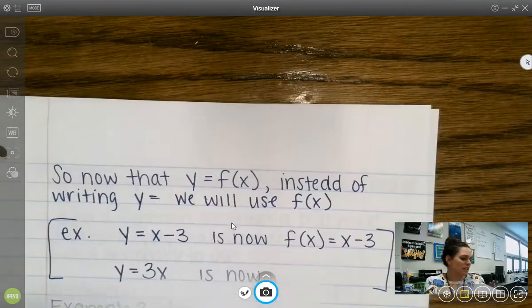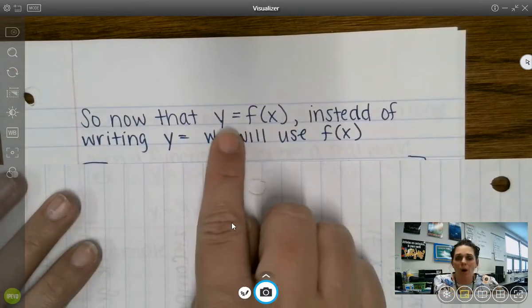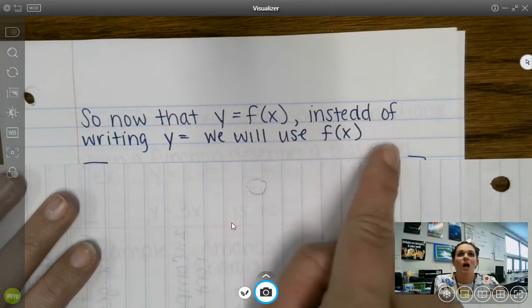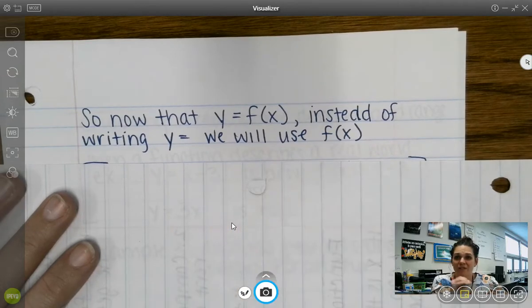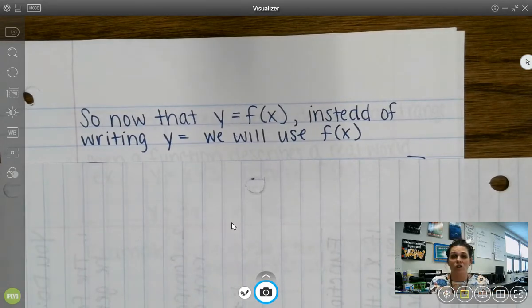So let's specifically take a look at what this actually means. So now that Y is F of X, instead of writing Y equals, we will use F of X. So F of X means Y means F of X. It's simply function notation. It's a specific way to write functions.